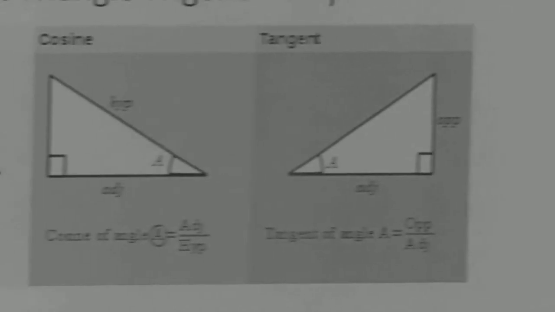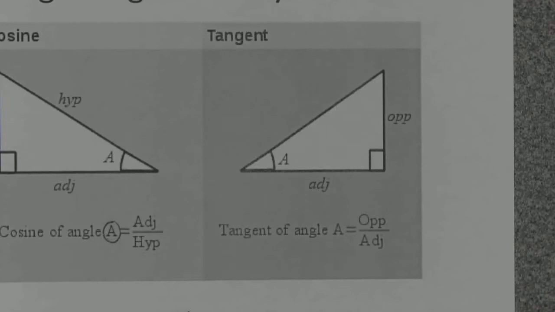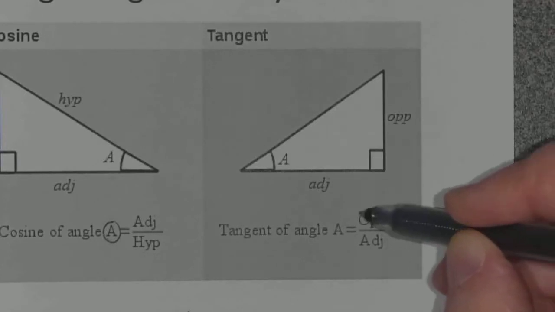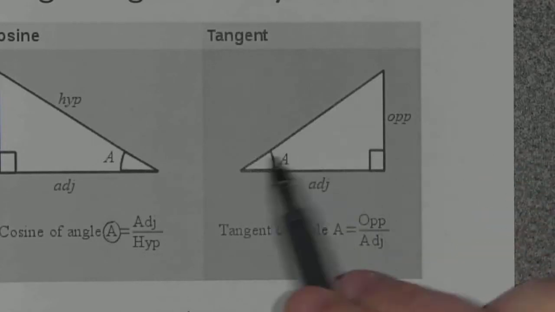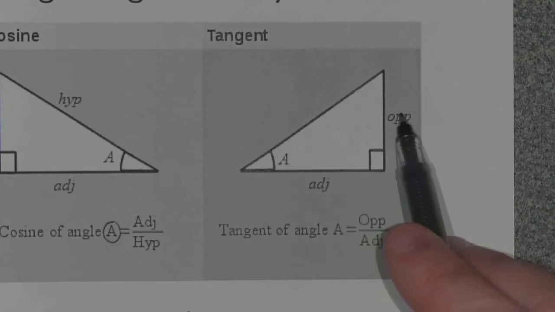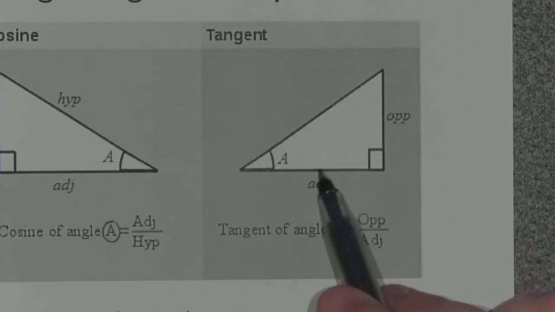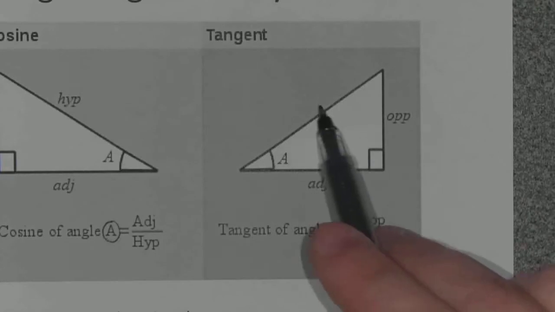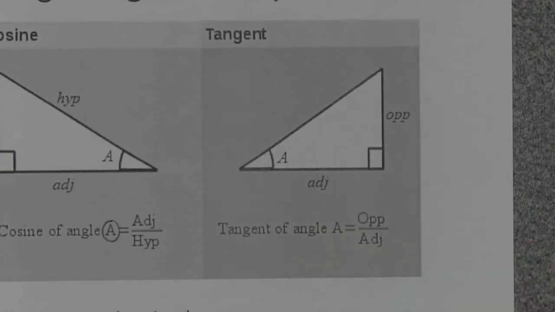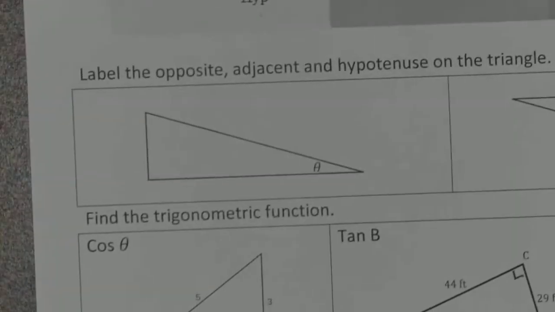And then the third rule we're going to go over today is the tangent of the angle. And the tangent is the opposite side over the adjacent side. So opposite is the side that doesn't touch it. Adjacent does touch it, but it's not opposite the right angle. So we're going to practice first labeling our triangles, just so that we get a little bit of practice on that, and then we'll do some of our trig functions.